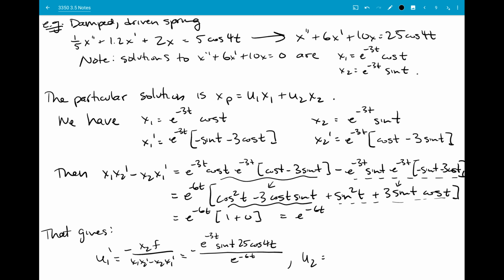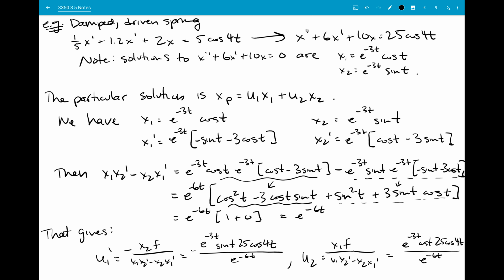And my u2 is x1 f over that same quantity, x1 x2 prime minus x2 x1 prime. So that's going to be e to the minus 3t cosine t times 25 cosine 4t all over e to the minus 6t.